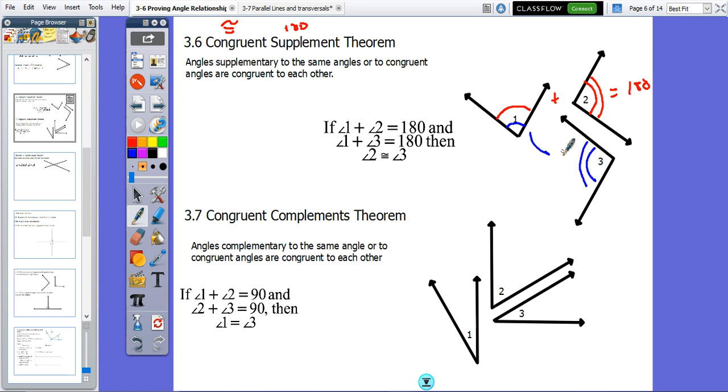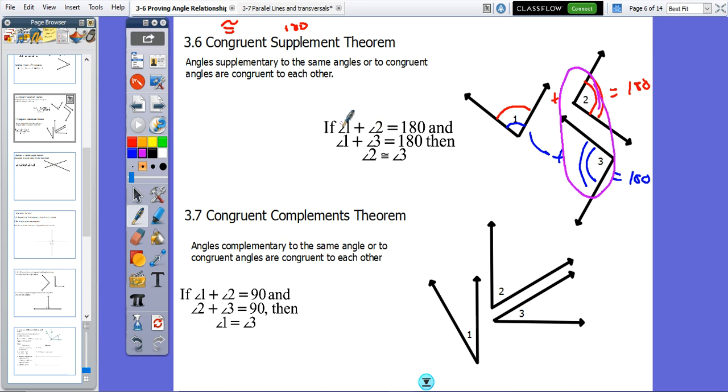So put these two together, and they give me 180 degrees. So I have two separate different angles that give me the same sum with the same one angle they share in common. So what's the relationship of angle 2 and 3? That's a good question. They have to be congruent. They have to be the same.